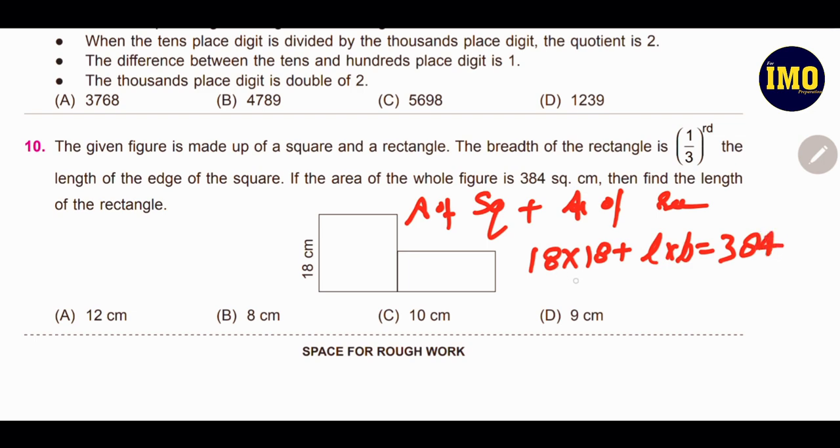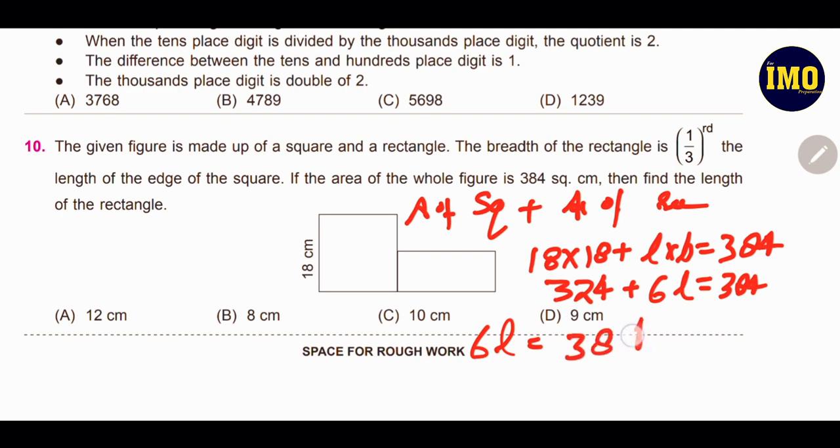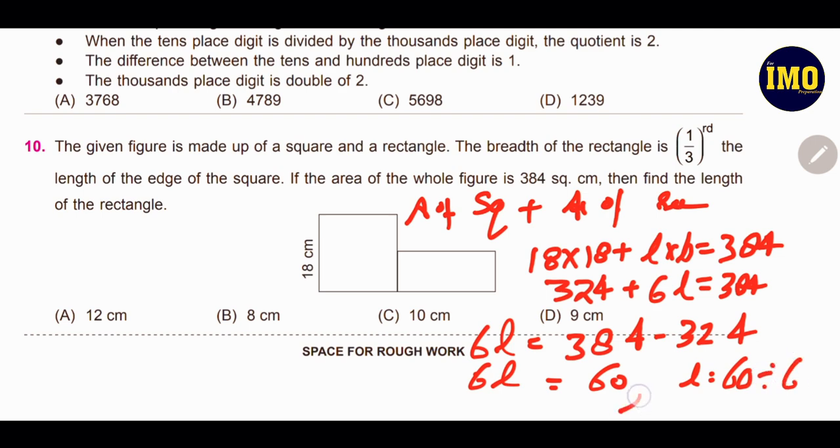Now, when you multiply these two numbers, 18 times 18 is 324, and we have the breadth as 6. So 6L, because we need to find the length, is equal to 384. Now transfer 324 to this side, so 6L is equal to what? 384 minus 324, which is equal to 60. 6L is equal to 60, or L is what? 60 divided by 6. So L is equal to 10. So we get 10 centimeters. This is our answer.